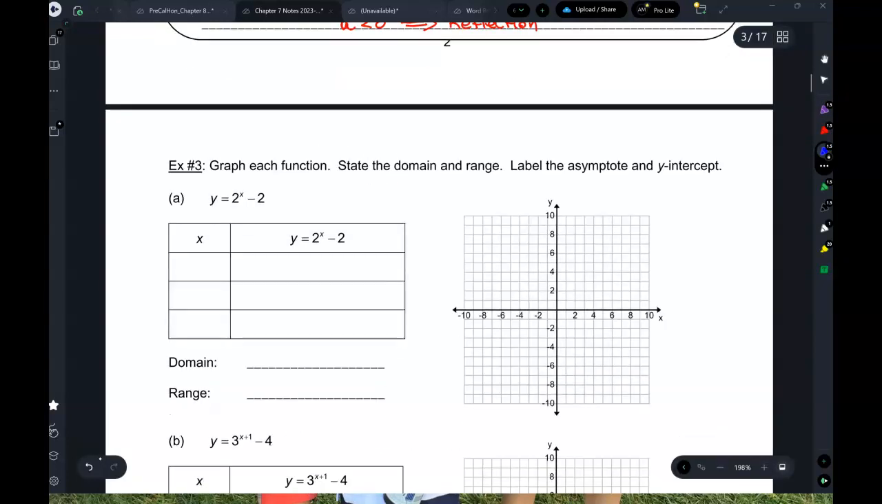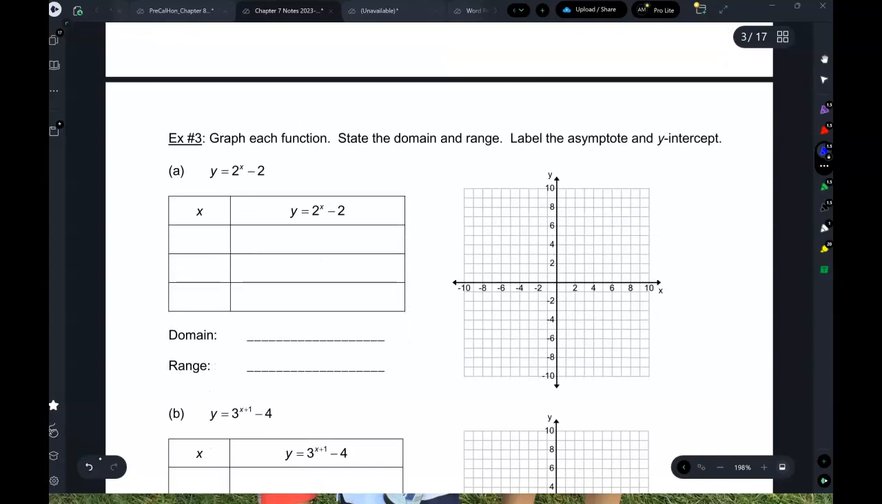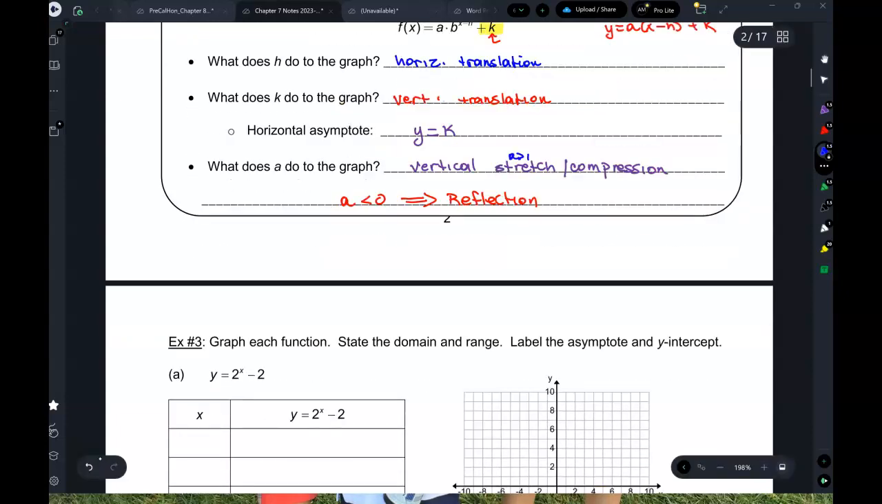Okay. So here we have 2 to the x minus 2. What shifts have there been to this? What changes have there been to this? Vertical shift. So it moves down 2. Is this growth or decay? What is it? Why growth? Oh, because it's a 2. Right. It's 2 to the x, so it's greater than 1. So it's growth. So does that make negative 2? Yeah.